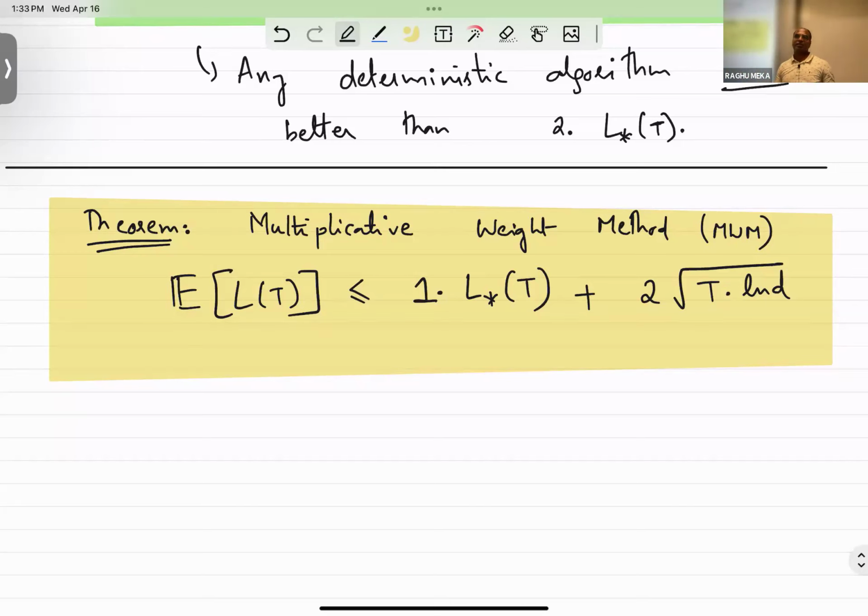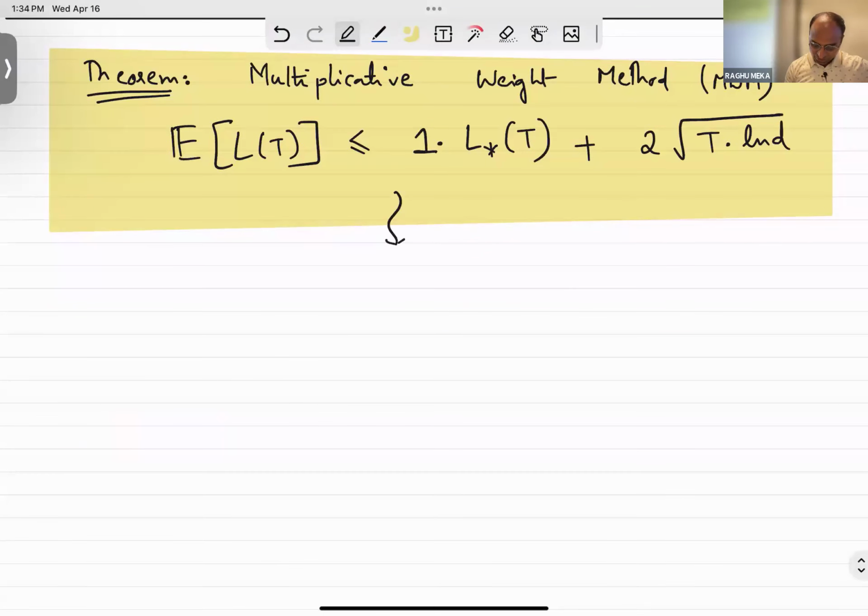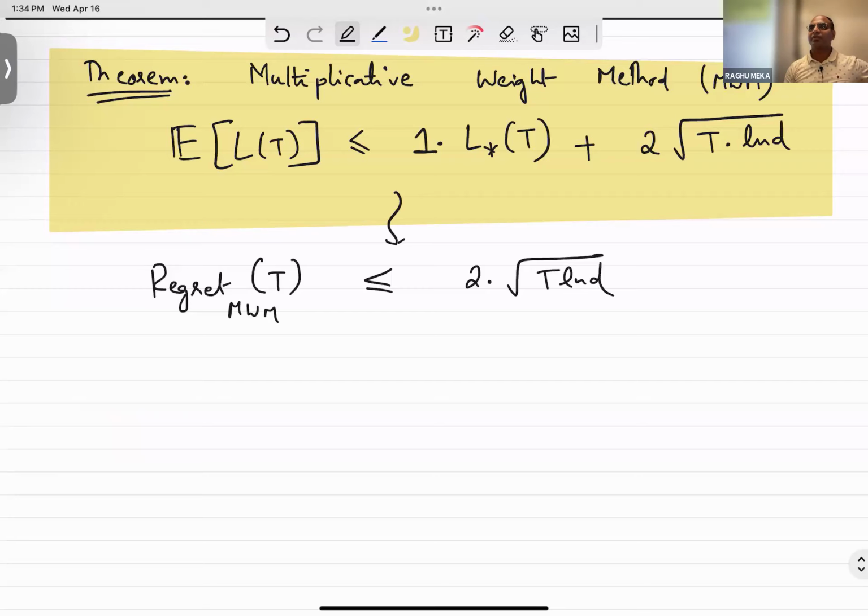Okay, so if I ran it for 1,000,000 steps, then my additive loss from the best expert is going to be at most square root of 1,000,000 times log of the number of experts. Okay. So in particular, the expected regret of multiplicative weights is at most 2 times square root of t log d. So this gets the holy grail that we wanted. The average regret over time is going to 0 as the time goes on.